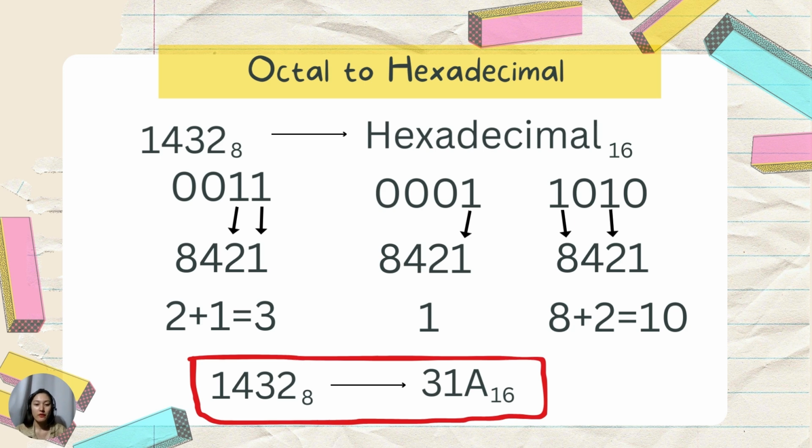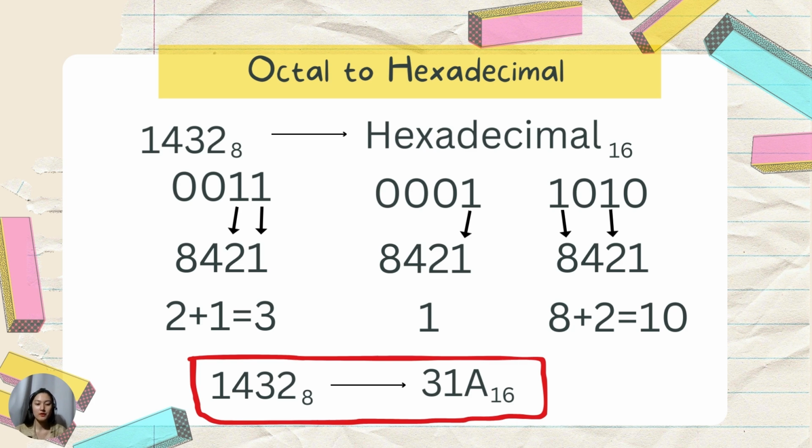And for the third set of 4, third group, 1010, under it is number 8 and number 2. So we will only add 8 and 2, and the numbers which don't have a value will be excluded. So 8 plus 2 is equal to 10. So the first group, set of 4, is equivalent to 3. The second group is equivalent to 1. And the third group is 10.